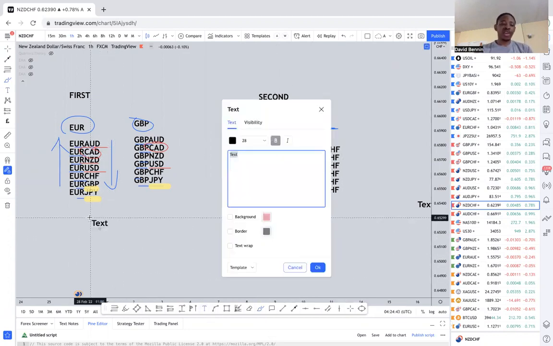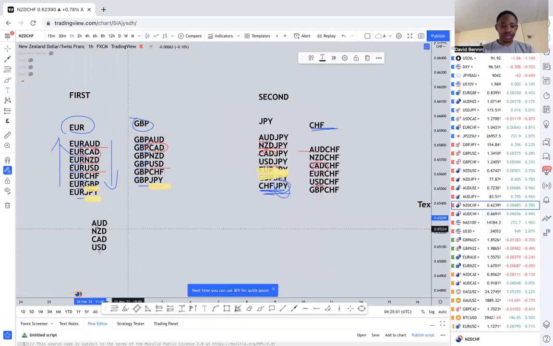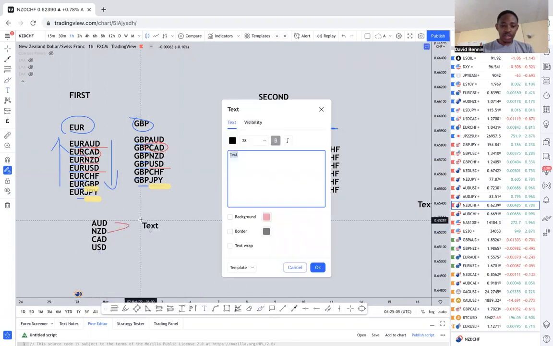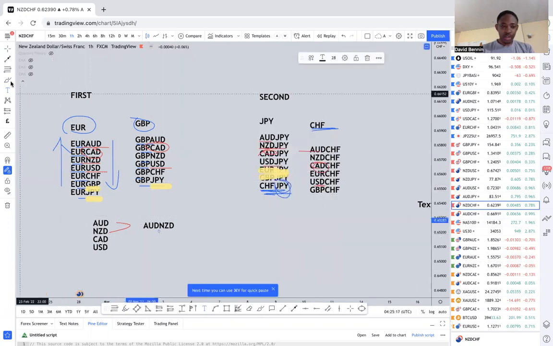But let's look at them individually in terms of themselves. What do they pair with? So we have Australian dollar, New Zealand dollar, Canadian dollar, and then US dollar. These are the remaining ones. So when you pair these two together, it is Australia first, and then New Zealand. These two countries share a border. And then Canada and US also share a border.